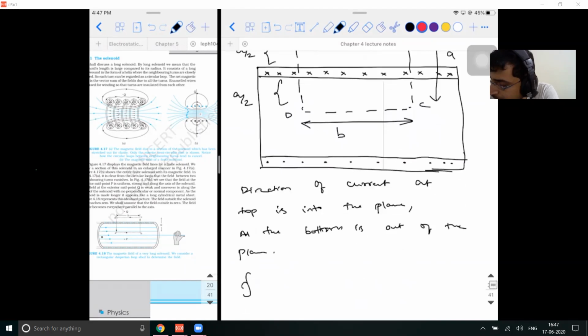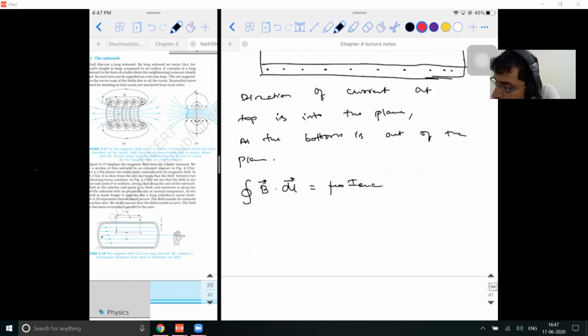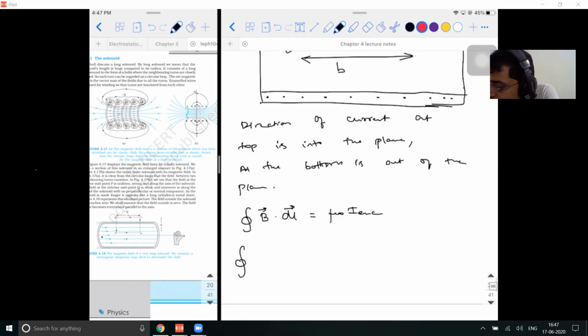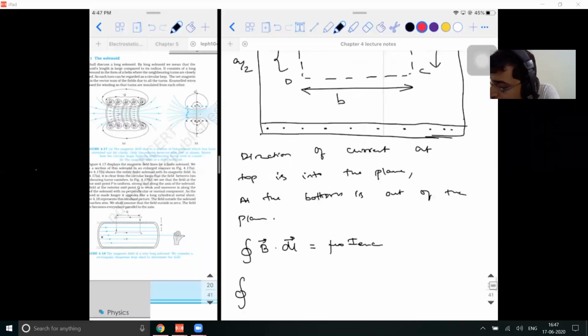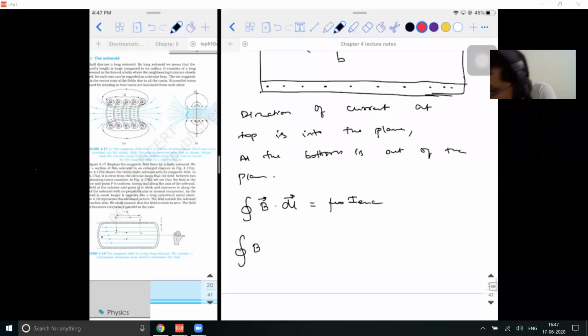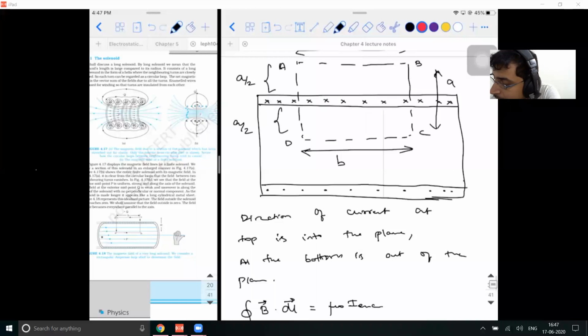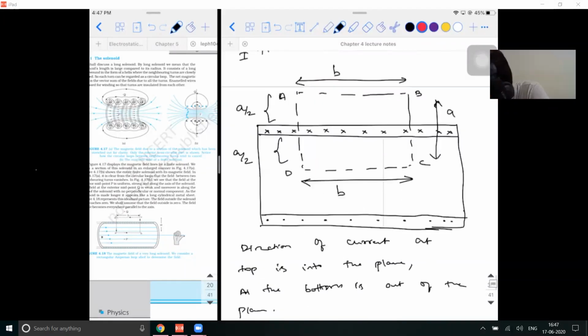So what does Ampere's circuital law state? The line integral of B vector dot dl vector is equal to mu naught into the current enclosed. Right? So what is going to be the total value of B dl? I can write it as, observe, I can write it as line integral of magnetic field.